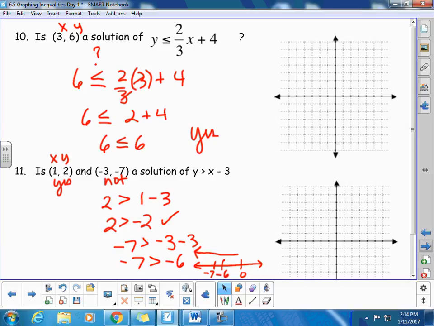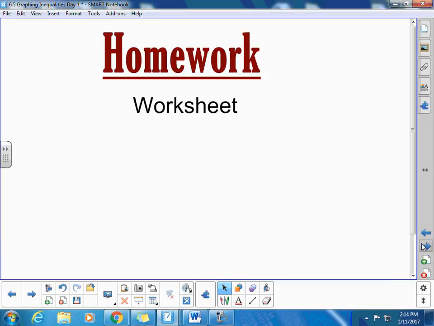Oh, shoot. Well, we could have graphed it and checked, but we just did it without graphing by just plugging them in, which is definitely a viable option. That is it for this lesson.